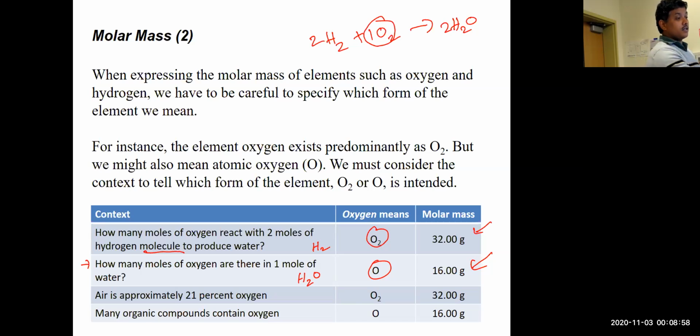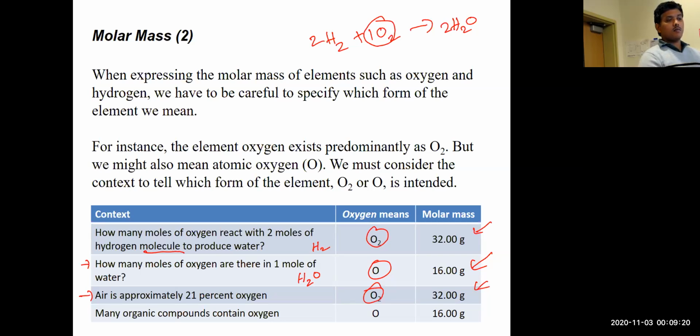And let's look at this statement. Air is approximately 21% oxygen. Here we're just using the word oxygen, but we're not saying how many atoms. We already know by familiarity that oxygen in air exists as O2. So O2 has a molar mass of 32.